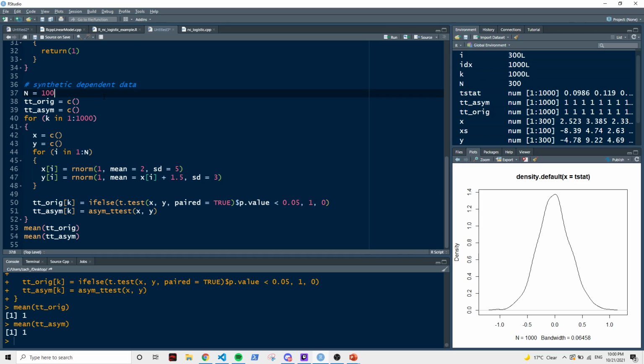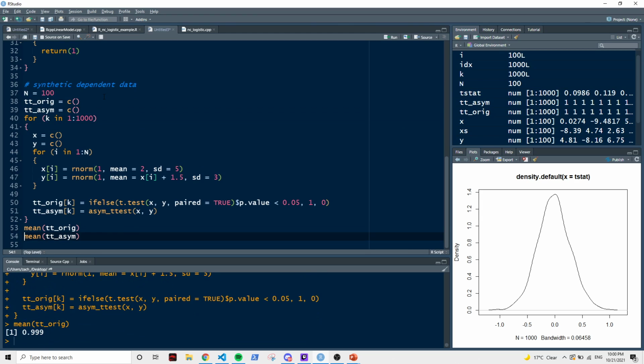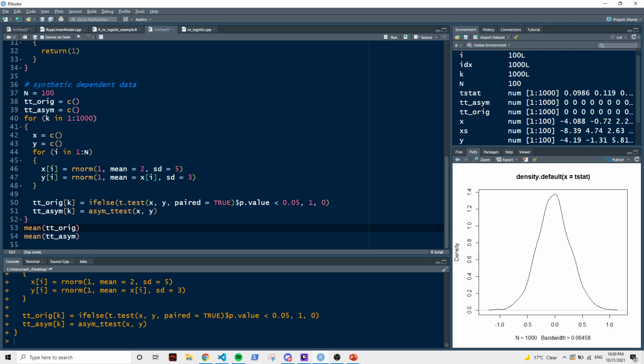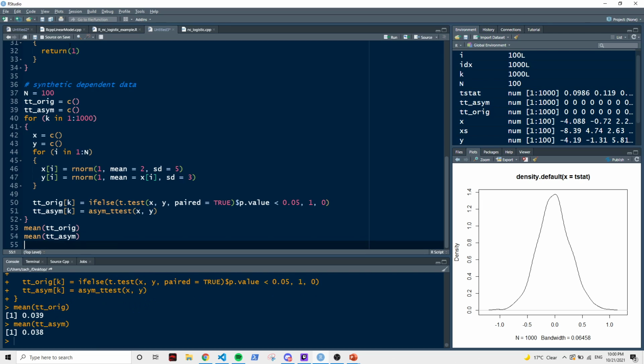But let's also just bring this down to 100 just to see. And so for 100 samples, we got a 99.9% true positive rate for the t-test. And then our approximation, we got the exact same thing. And for the sake of completion, let me make the null hypothesis true one more time for 100 samples. And the t-test false positive rate is 3.9, and then our approximation is 3.8. So they were extremely close.